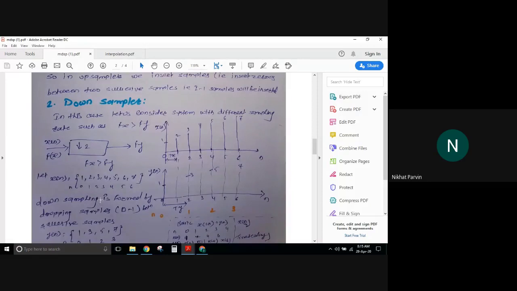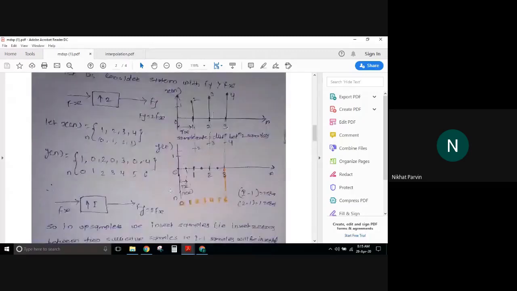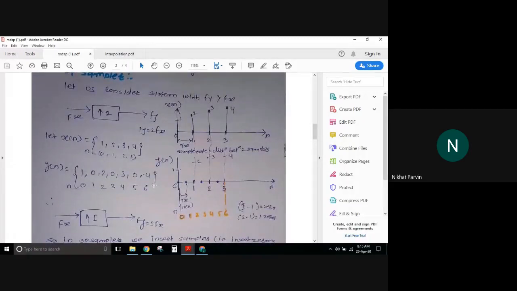When we did upsampling, we took one sequence and decided by what factor we have to upsample. That means when the input and output sampling rates are different and you want to bring them to the same platform, you are multiplying by that factor, and to do so you are inserting I minus 1 zeros. That means by whatever factor you upsample, 2, 3, 4, that minus 1 zeros you are going to put into it. Okay, so that's what you are doing in upsampling.